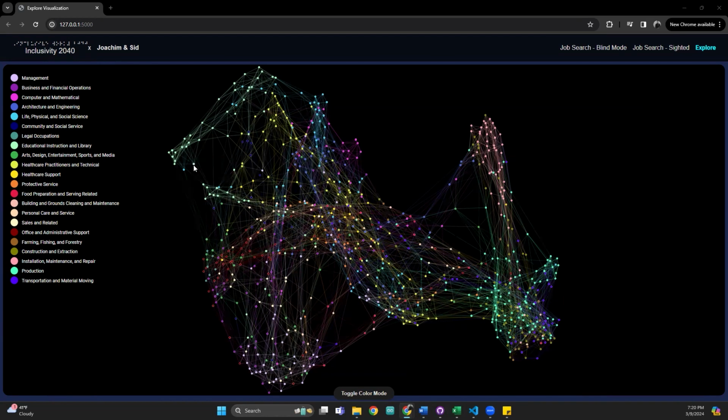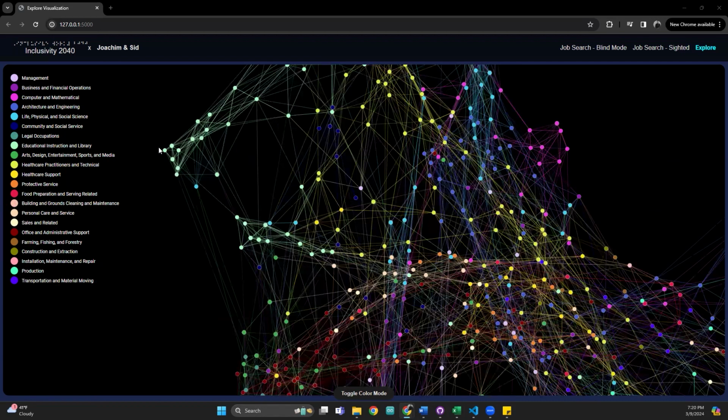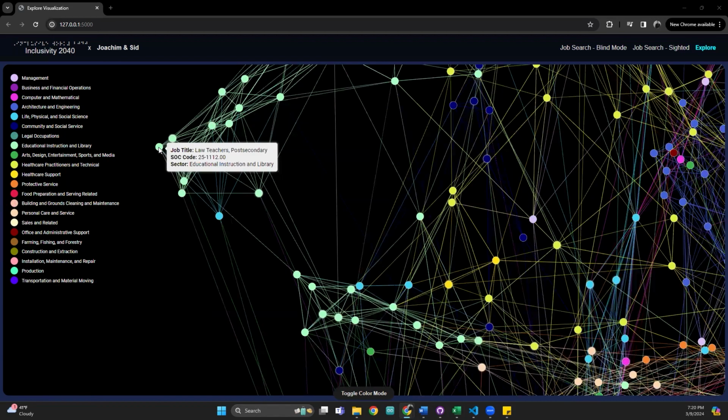The nodes over here represent specific occupations. And then each of the colors of the nodes corresponds to the classification or category of jobs that they belong to. So for example, zooming in here, we have a job, law teachers at the post-secondary level. And this is linked onto history teachers, which is also linked onto secondary education teachers.